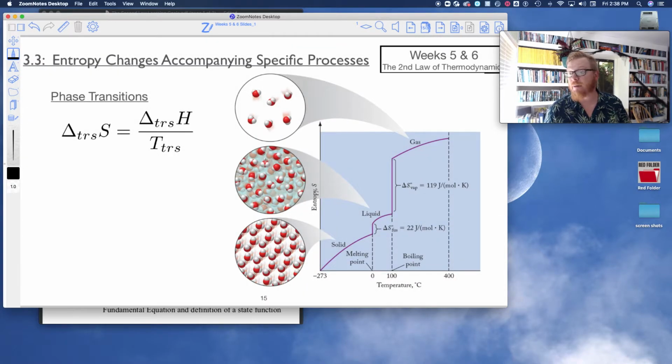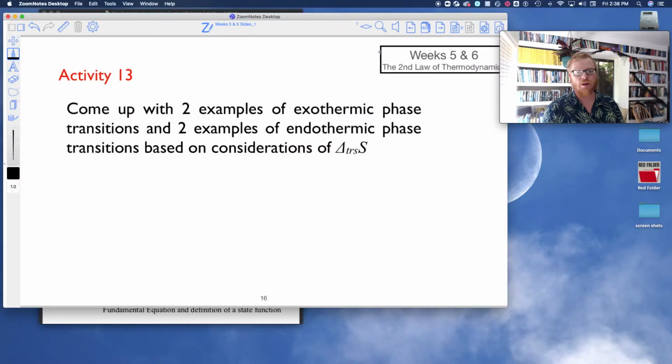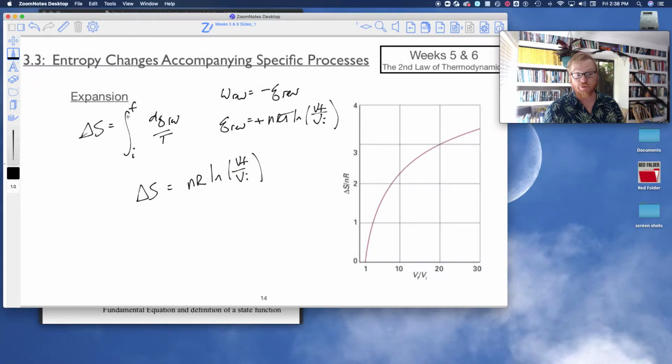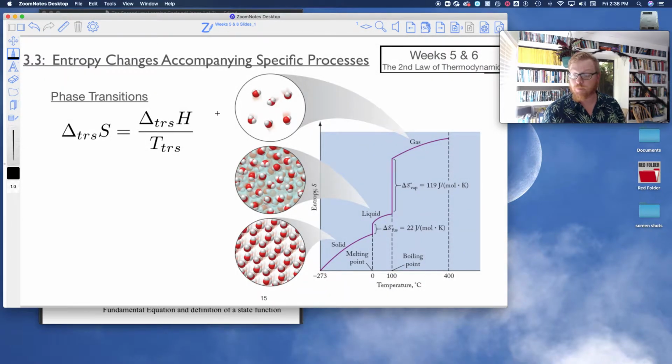So moving on, let's talk about phase transitions. Okay, so we can come up with this equation. We note that the thermodynamic definition of entropy is dq reversible divided by temperature. But we also know that Q at constant pressure equals delta H. So another mathematical equation for entropy, I'll write this generally, delta S is delta H divided by T at constant pressure.